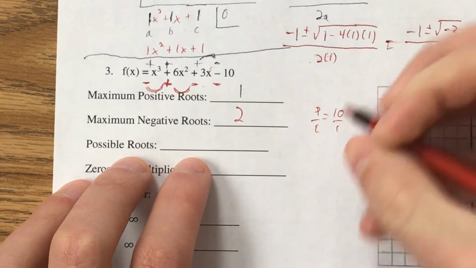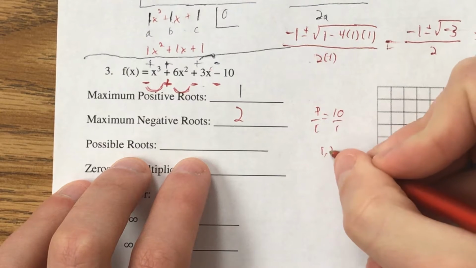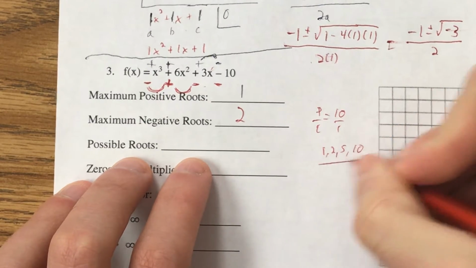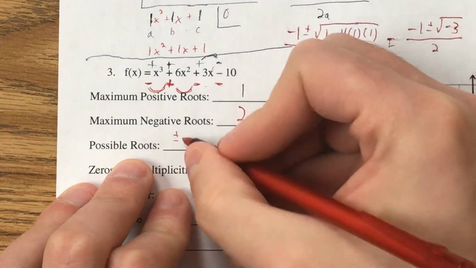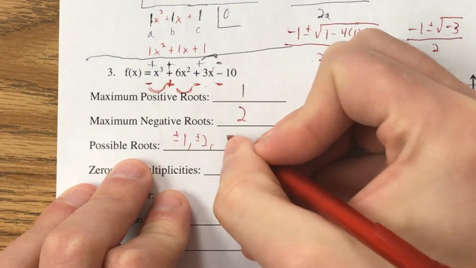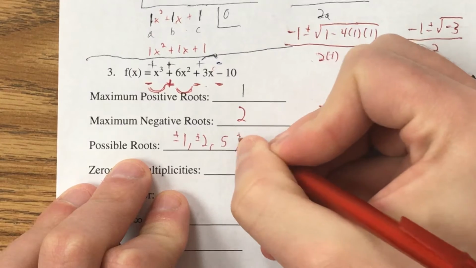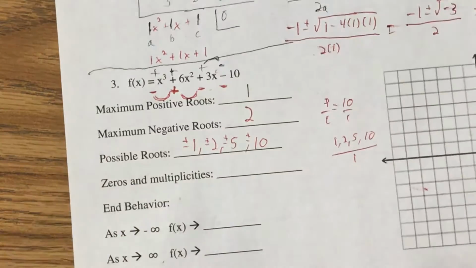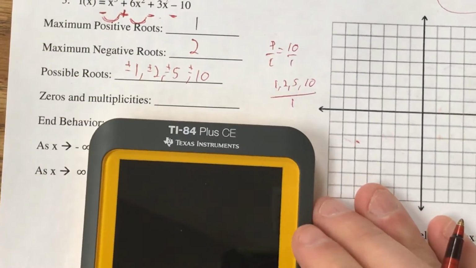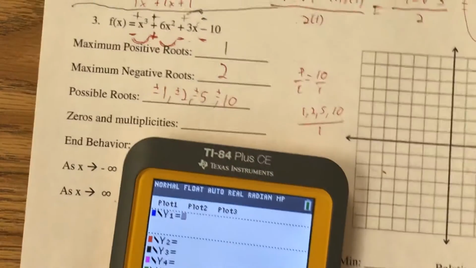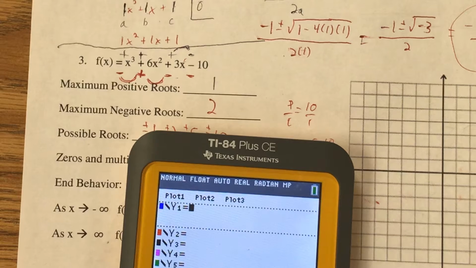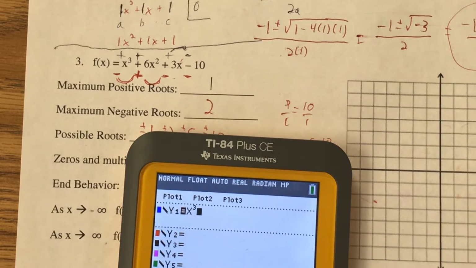10 over 1. The things that go into 10 are 1, 2, 5, 10. Things that go into 1 are 1. So you end up with plus or minus 1, 2, 5, 10. So if I graph it, it should go through one or more of those. Otherwise, Mr. Anderson did a boo-boo when he was making the problem for you.